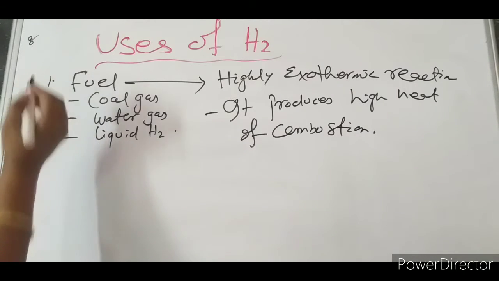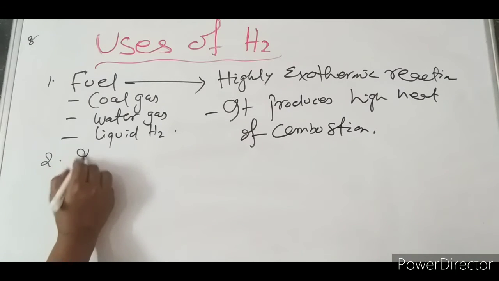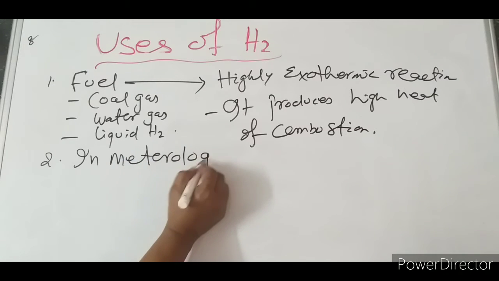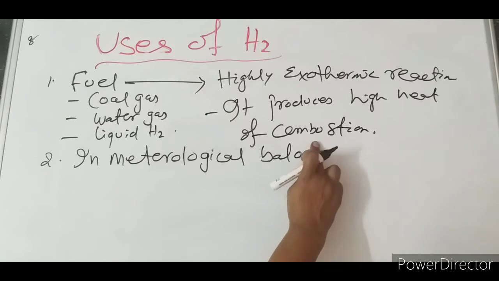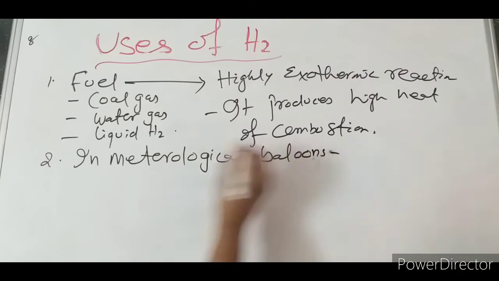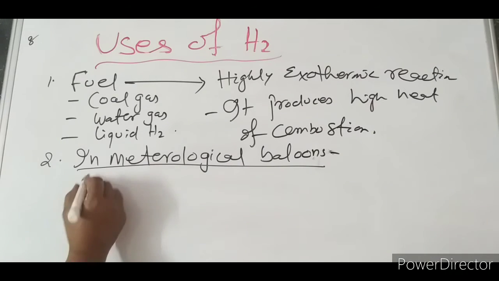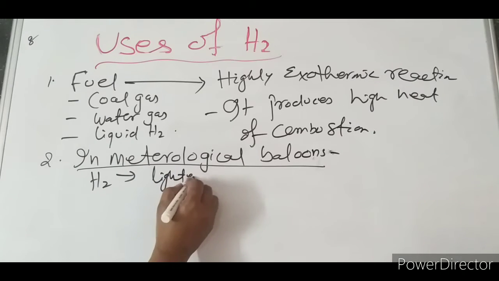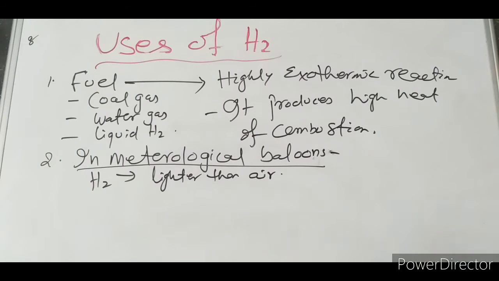So this one is the first. Second, meteorological balloons. Why is it used in the meteorological balloon? Because hydrogen is lighter than air, so it can move in the upward direction easily.